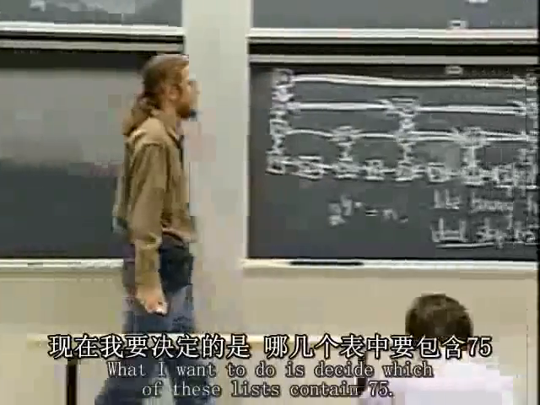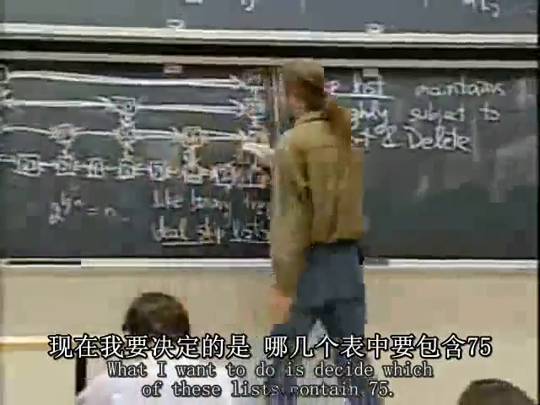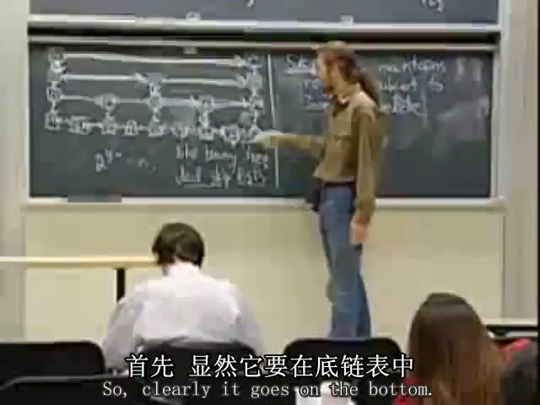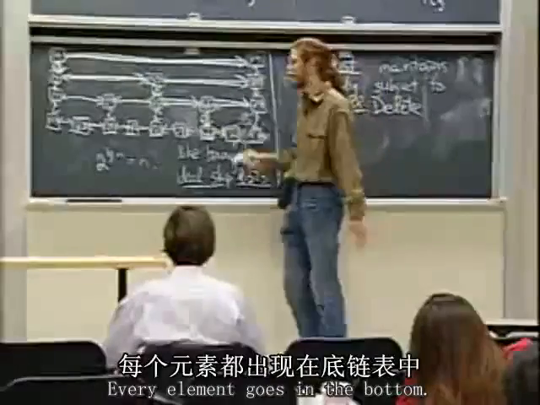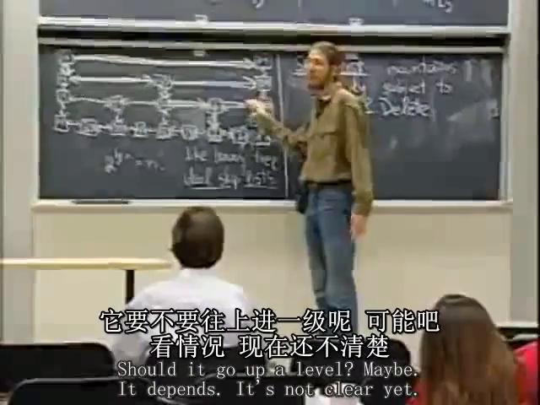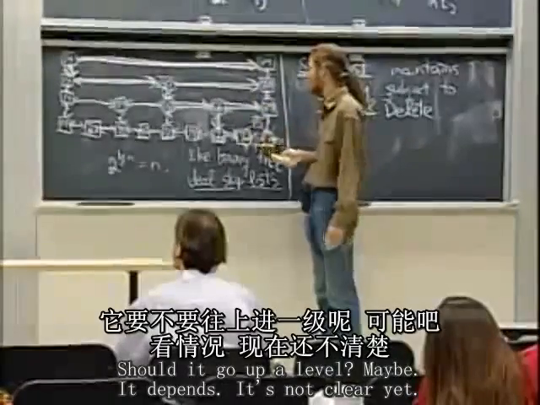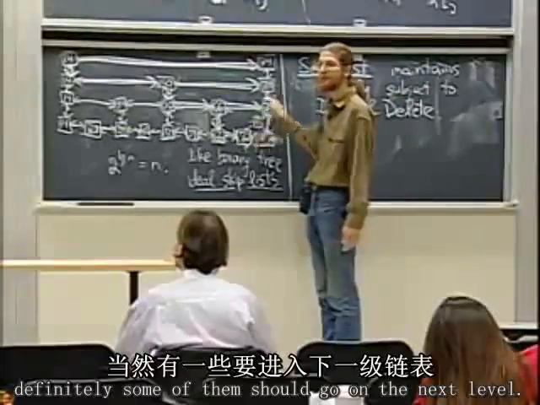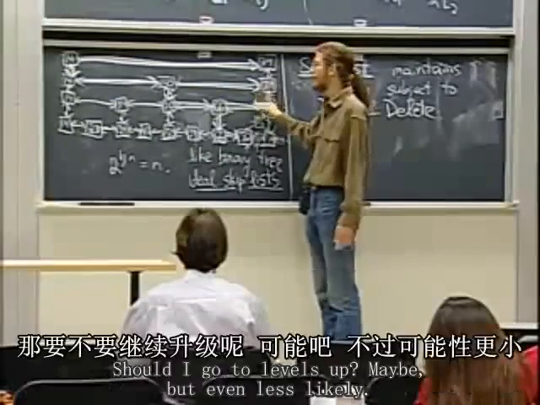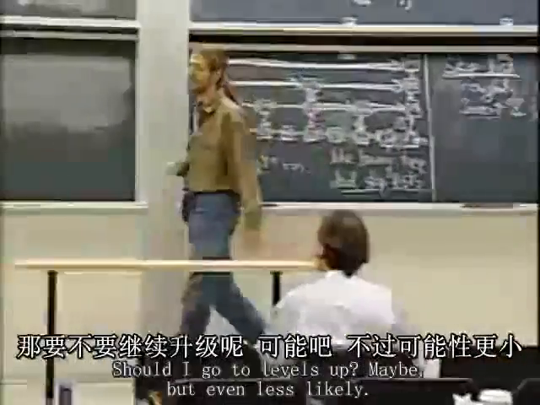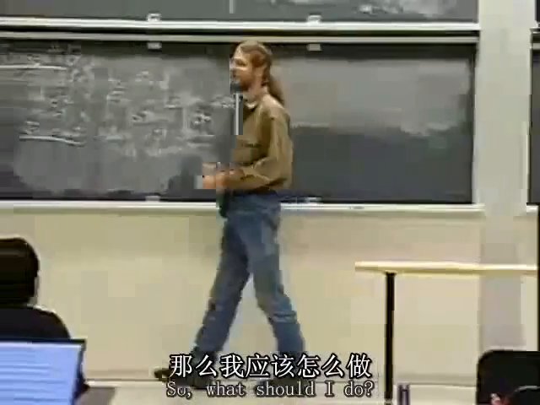But what I want to do is decide which of these lists contains 75. Clearly it goes in the bottom. Every element goes in the bottom. Should it go up a level? Maybe. Depends. Not clear yet. If I insert a few items here, definitely some of them should go in the next level. Should they go up 2 levels? Well, maybe, but even less likely. So what should I do?